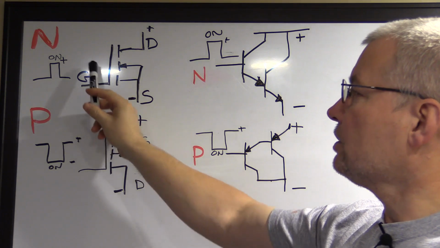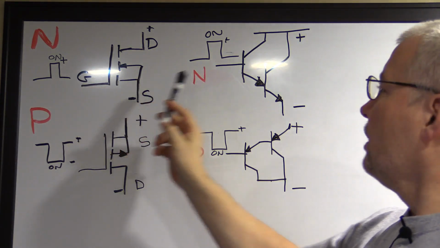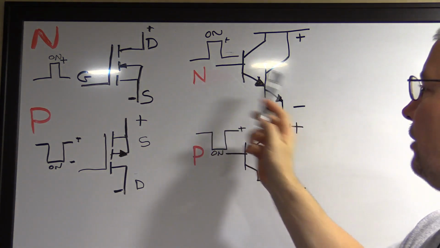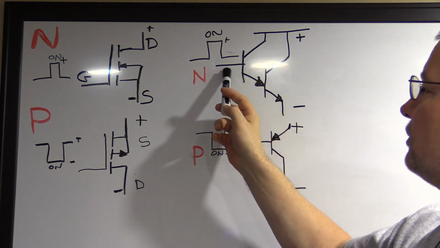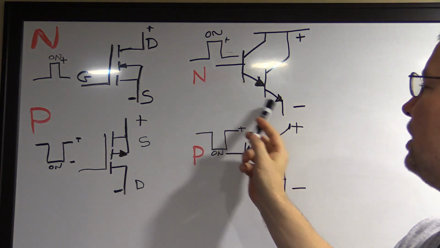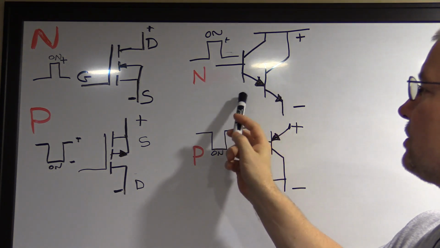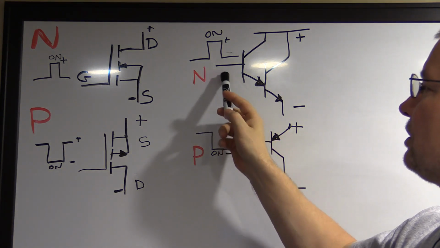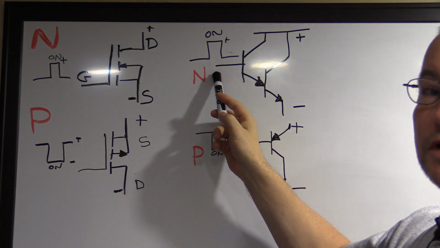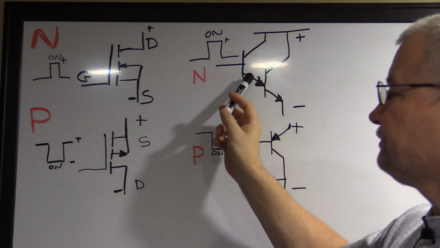And there's no current flowing from the gate to the source in the case of the MOSFET. Whereas with an N-channel Darlington, you do have basically two diode drops across here, so there is a current flowing through the junctions towards the emitters. And that's one of the reasons why, with an N-channel Darlington, you absolutely must put a current limiting resistor in the base so that you don't overload the circuit that's driving it.